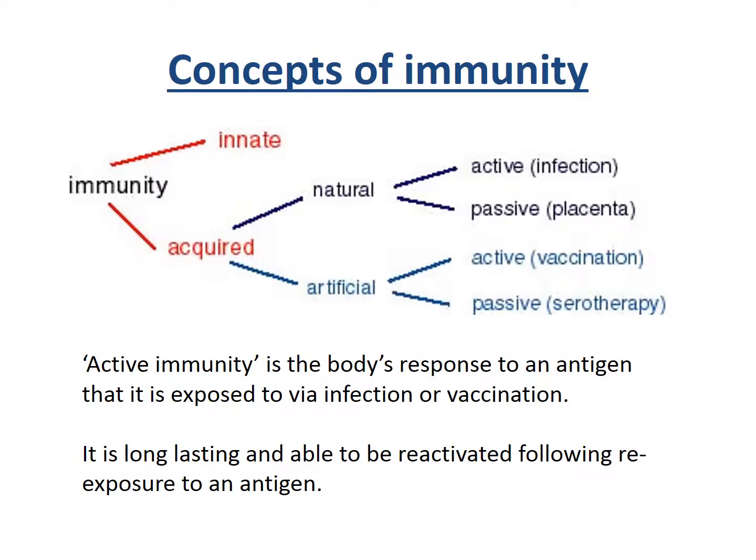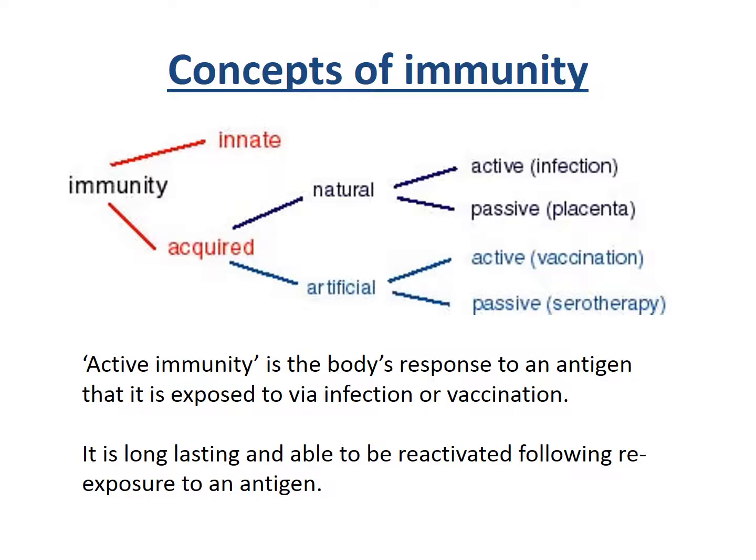So some background to immunity. There are a few concepts of immunity we need to understand why vaccination is such an important part of public health. Immunity comes in two ways. It can be either innate or acquired. So an innate immunity factor is something that you're born with. You're naturally able to have your immune system do. An acquired immunity is something you develop in response to an antigen.